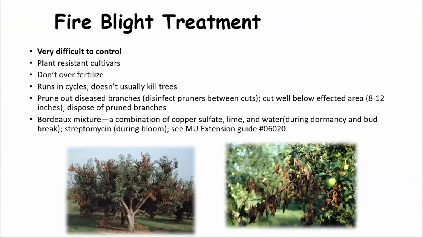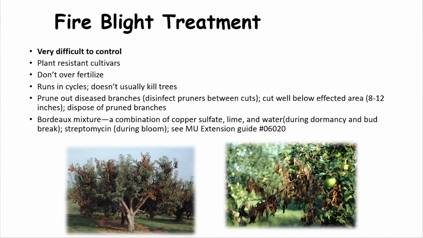Now, as far as treatments go, bacterial diseases are pretty difficult to control. If you want to grow these types of trees in your home and in your yard, plant resistant cultivars. So that is a very important way to help overcome something like this. Don't over fertilize. Fire blight loves over-fertilized plants that have a lot of really fast-growing, succulent growth. They're more susceptible to fire blight.